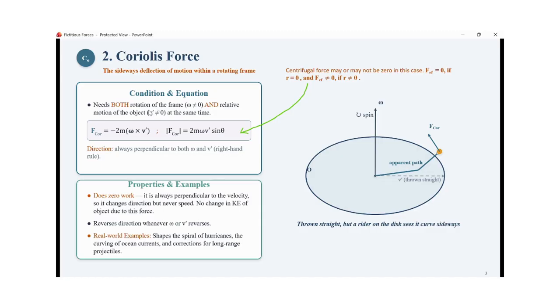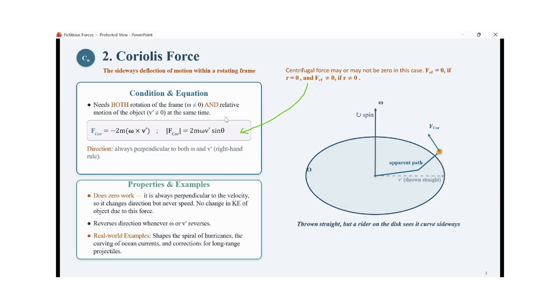So two things are required: the object should be in relative motion with respect to the frame, and the frame should be rotating, then Coriolis force will be non-zero. Now in this case centrifugal force may or may not be 0. Centrifugal force will be 0 if the distance of the object from the axis of rotation is 0, and centrifugal force will not be 0 if the distance of the object from the axis of rotation is non-zero.